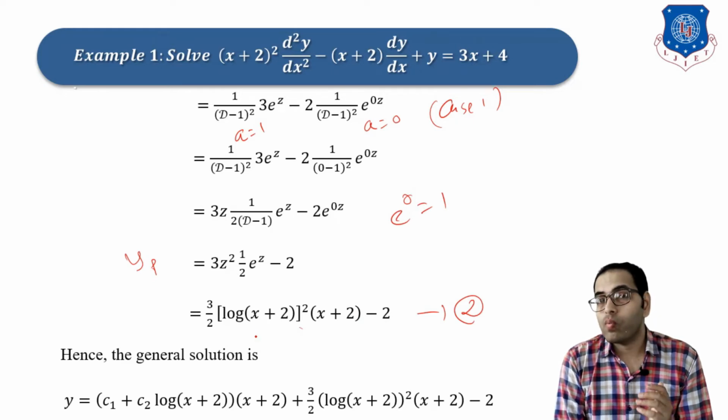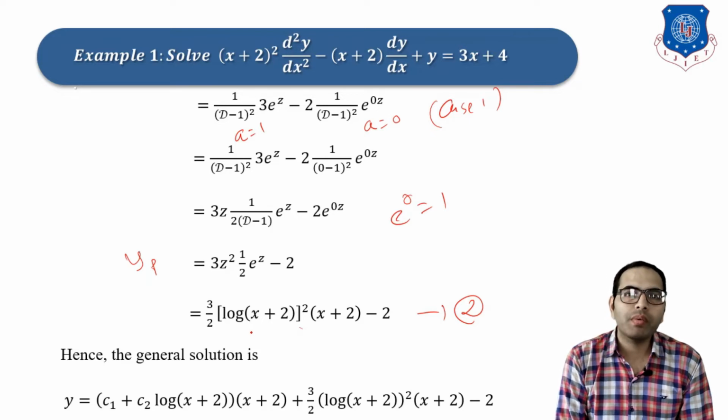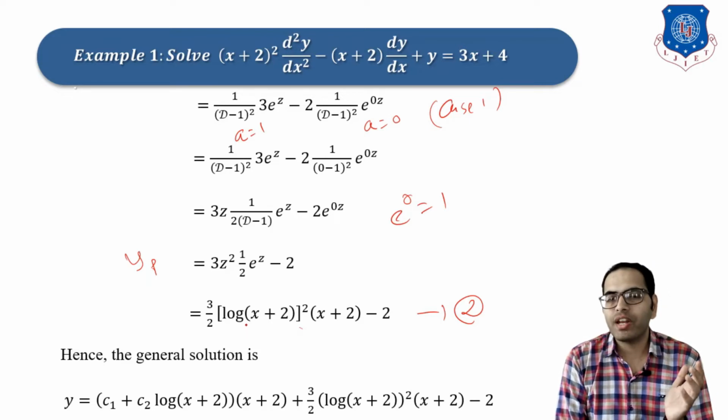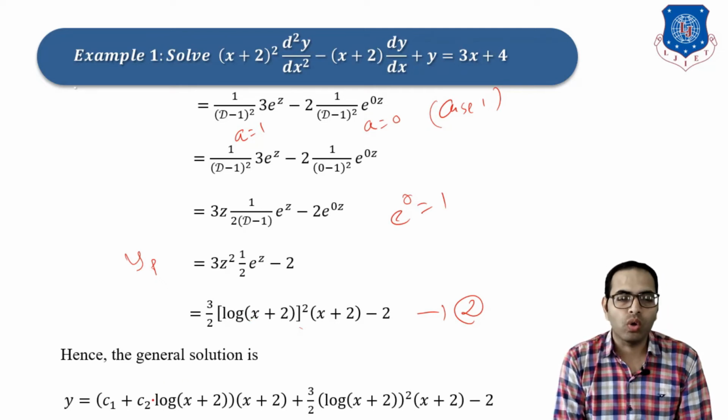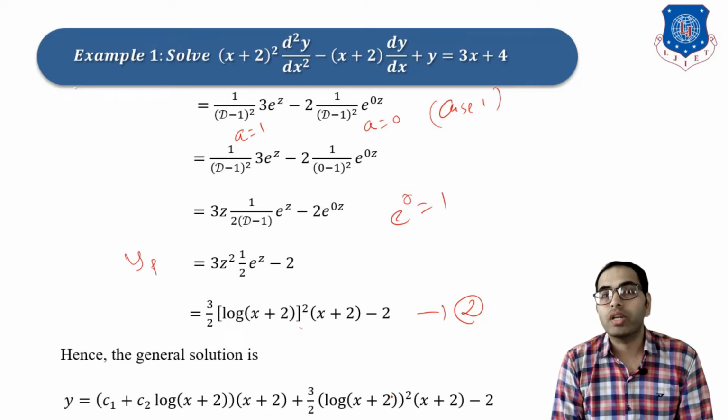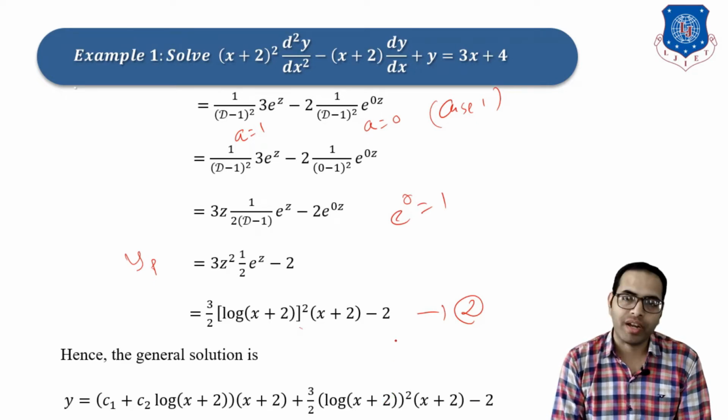Now exactly what is the general solution? The general solution is nothing but the combination of the complementary function and particular integral. Then substitute the values of equation number 1 and equation number 2. Then the general solution y of x equals (c1 plus c2 log of (x plus 2)) into (x plus 2) plus 3 by 2 (log of (x plus 2)) whole square into (x plus 2) minus 2, which is the general solution that we have to find.